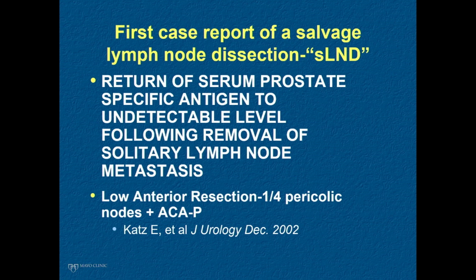And I found this case report in the Journal of Urology years ago, which was probably the first salvage node dissection, of a man who had a rising PSA, was subsequently found to have a colorectal cancer, and during the low anterior resection in the pericolic lymph nodes, there was a prostate cancer node rather than a colorectal cancer, and this man's PSA went to undetectable levels. So again, this was over 20 years ago.